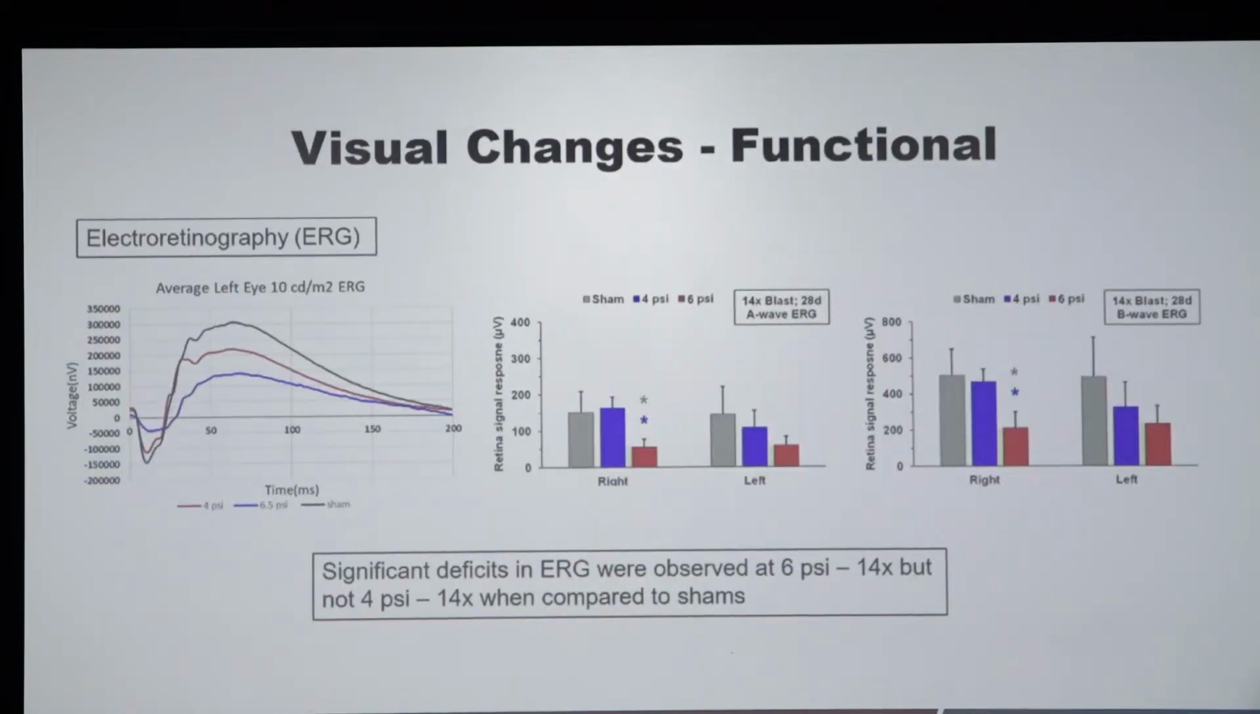So we did all this pathology. So what? The neurons die every day. So why do we care? We had to show something in functional assessments, right? So we did electroretinography, the same setups that we use clinically, and we found a significant drop in these ERG levels at 6 psi for 14 exposures. So we believe 6 psi is a threshold for eye injury.